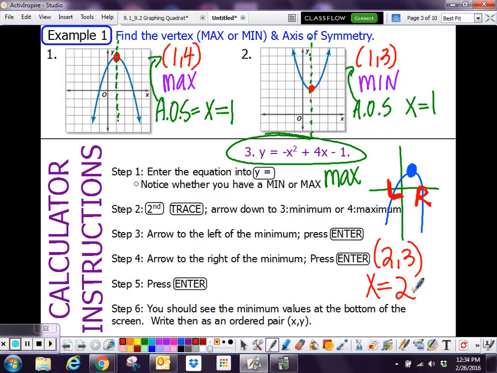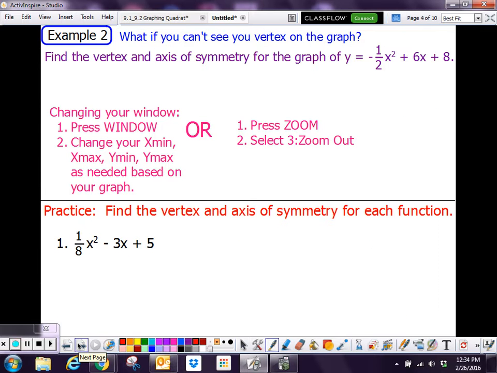If I'm going too fast, just pause it or rewind or whatever. Okay, let's look at this next example. And I've skipped some that are on the notes, so if you're following along with the notes, I may have cut some out. Find the vertex and axis of symmetry for the graph of y equals negative 1/2 x squared plus 6x plus 8.